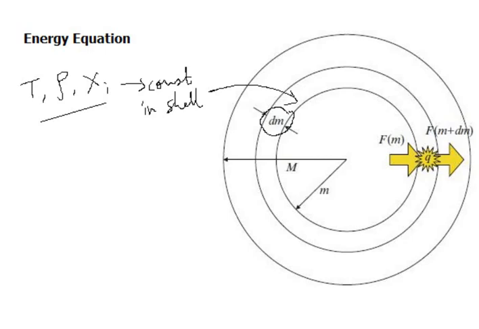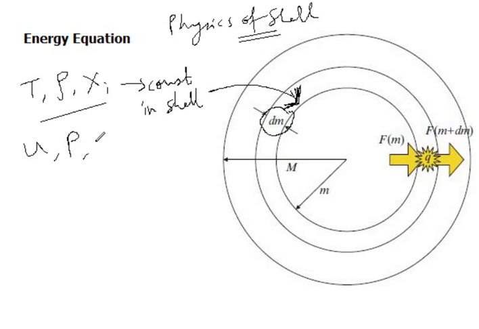We also need some other parameters. Out of the entire star, we are now trying to discuss the microscopic physics of this shell, with temperature, density and composition fixed. Let the internal energy per unit mass in this shell be U. Then we also have pressure P and volume V in this shell.